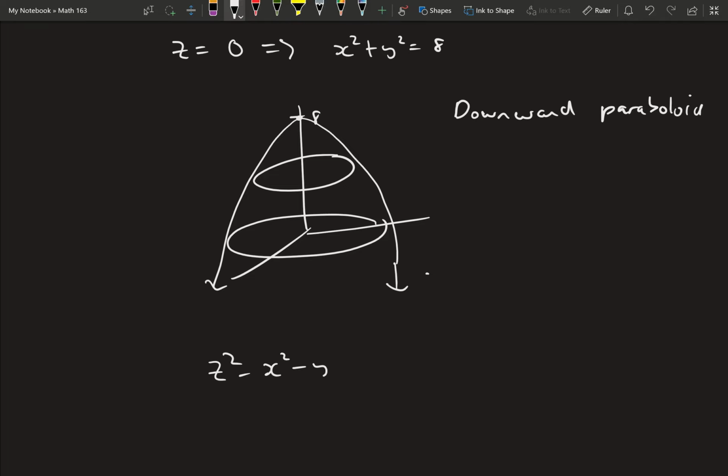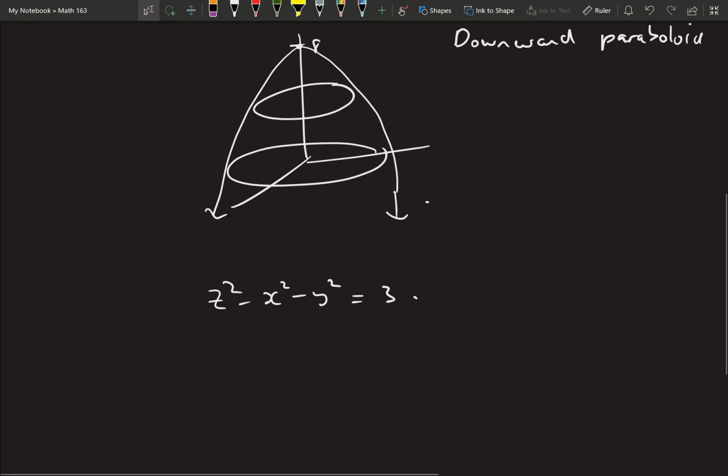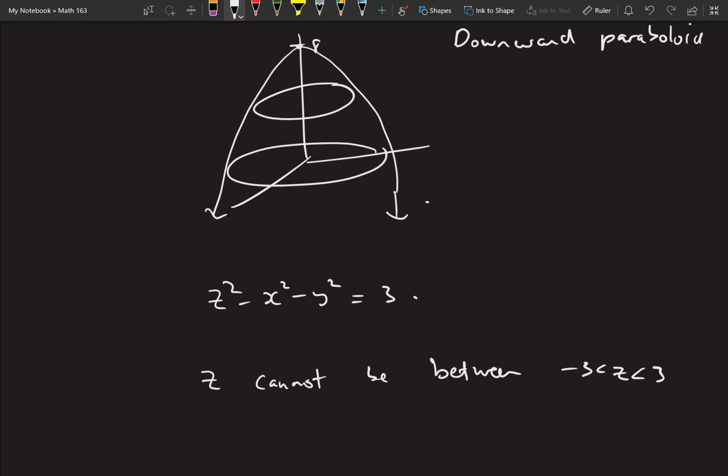For 2, as I suggested, with switching everything to the other side, you get z squared minus x squared minus y squared is equal to positive 3. And so, for example, z cannot be, strictly speaking, between negative 3 and 3. So, for example, if z was 0, you have negative x squared minus y squared being 3, and that's not possible.